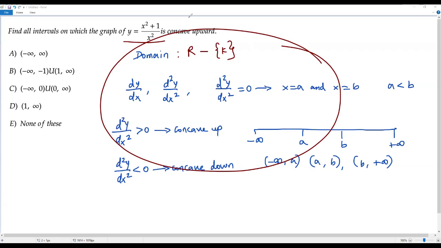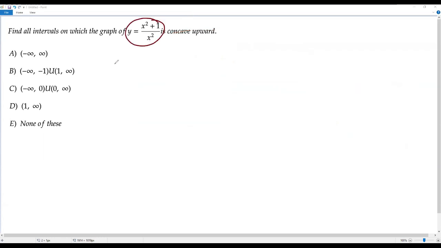Okay, now let's see how this works to get the intervals of concavity for the given function. Let me erase everything. Now I'm going to find the domain of the given function. Clearly it's a rational function because we find a variable in the denominator. If this x squared becomes 0, then the value of y becomes undefined. Actually, the domain is the set of values of x for which the value of y is defined. So if x is 0, then this x squared becomes 0.